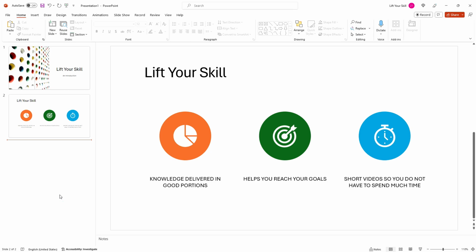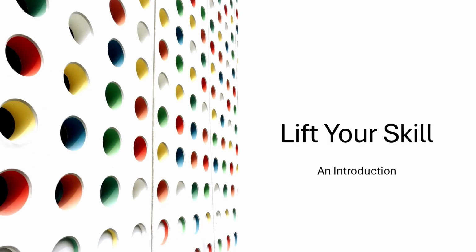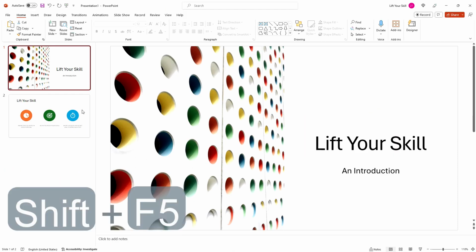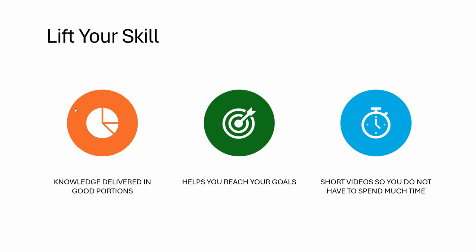Number 9. When you are ready to show your slides, press F5 to start presenting from the beginning. Press Shift F5 to start presenting from the current slide.